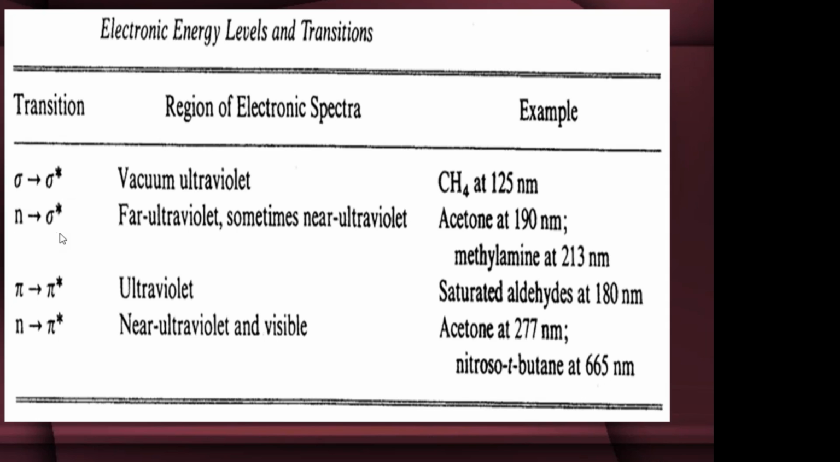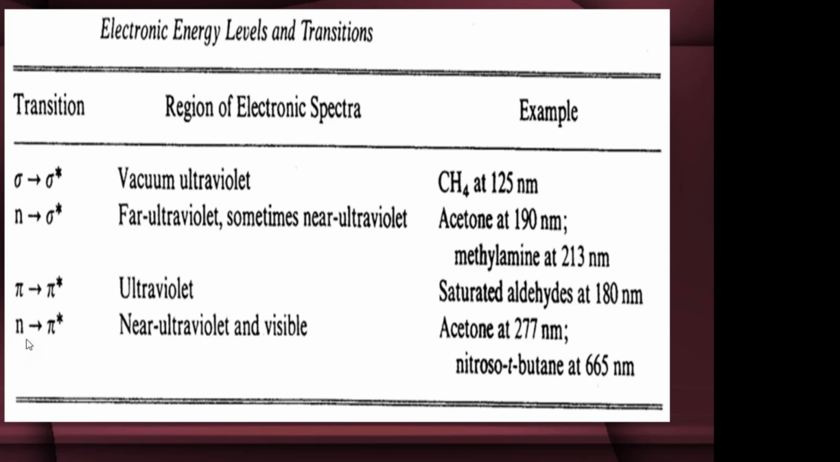These two, n to sigma star, rarely seen. It's seen in the far ultraviolet, sometimes in near ultraviolet. Okay, and that is from 180 to 380, very rarely. For example, acetone at 190 nanometers. So acetone has two. It shows n to sigma star.